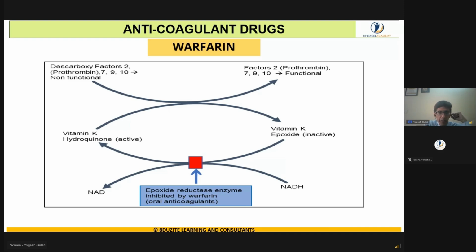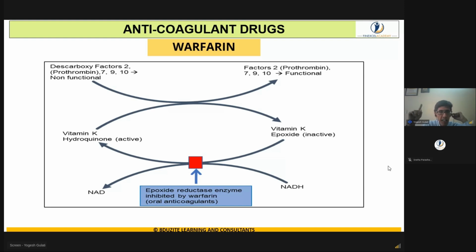So warfarin comes here. What does warfarin do? It blocks epoxide reductase. So now vitamin K epoxide will not get changed to vitamin K hydroquinone. Vitamin K hydroquinone will decrease. What will happen? Now the 2, 7, 9, 10 decarboxy form will not change into active 2, 7, 9, 10 and the synthesis of 2, 7, 9, 10 will automatically stop. So this is how warfarin works in the liver.